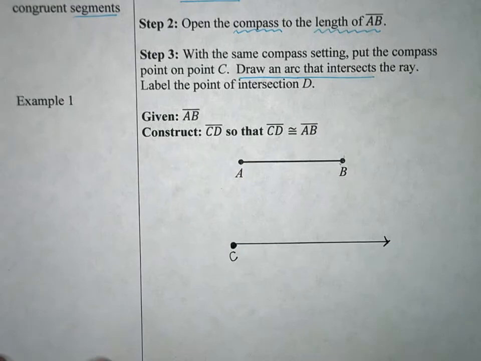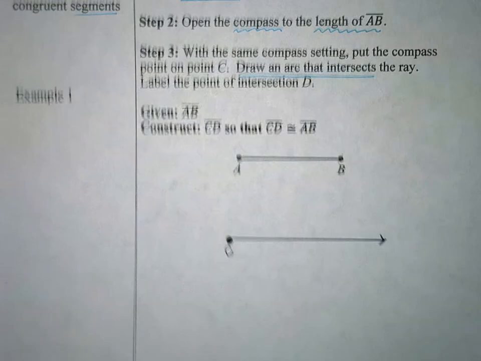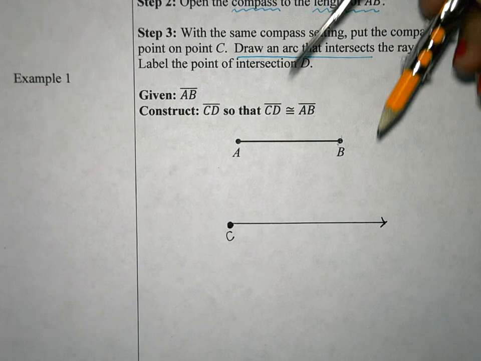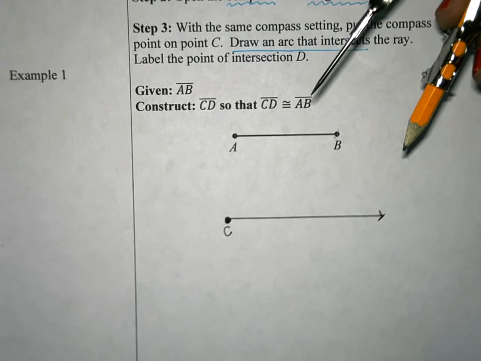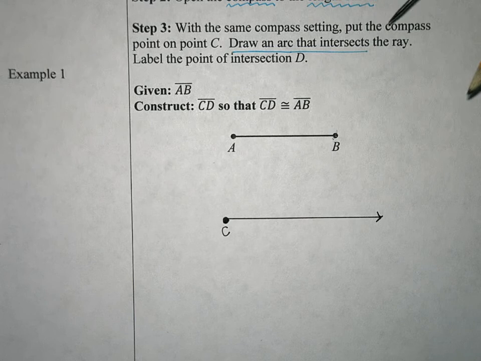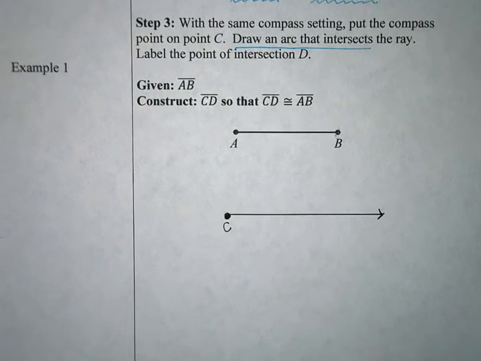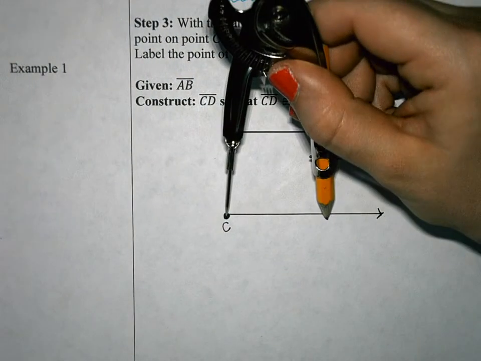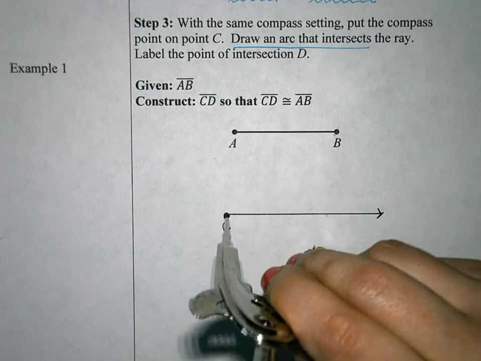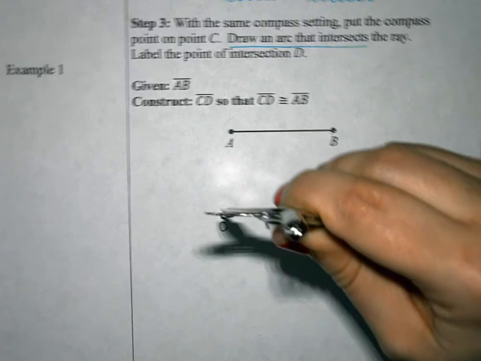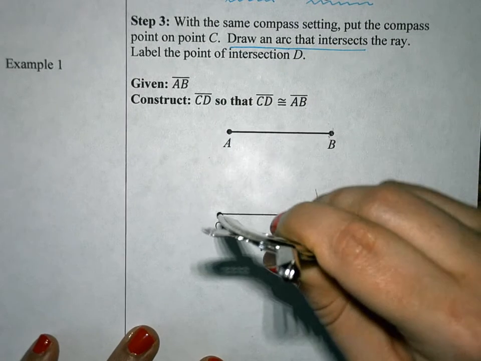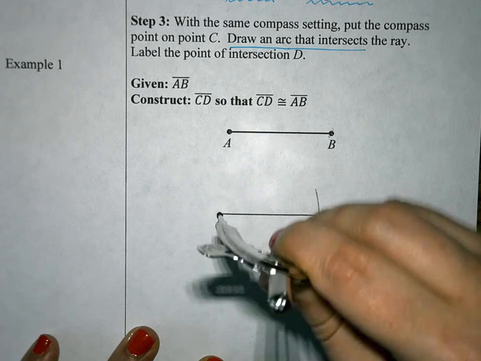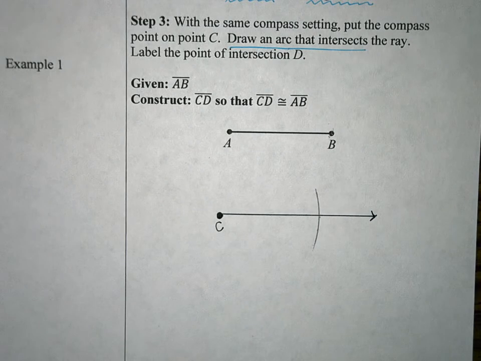Okay? So then our next step is, with the same compass setting, so that means do not change the length of the compass, you are going to put the compass on point C. So we're going to put the pointy end on C. And then we're going to draw an arc that intersects the ray. So holding it steady, we're going to draw an arc that intersects our ray.